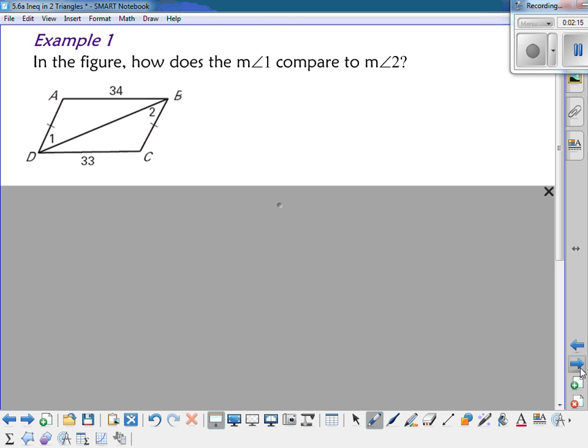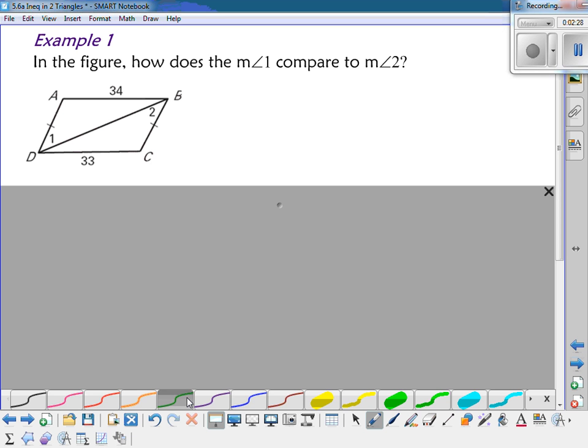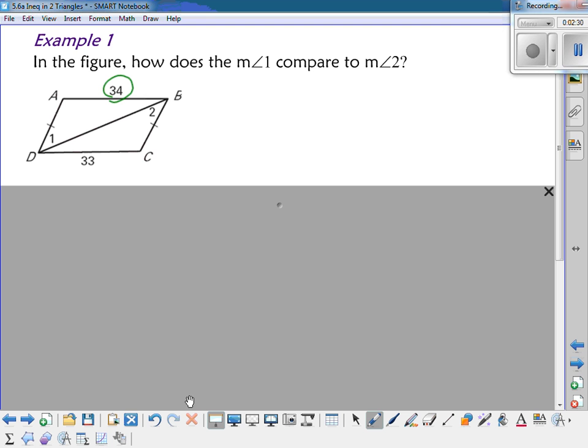If we look at example 1, we're given a figure and we want to know how the measure of angle 1 would compare to the measure of angle 2. If I look at the sides opposite those angles, opposite angle 1 I have a side length of 34, but opposite angle 2 I have a side length of 33. Since 34 is greater than 33, I know that the measure of angle 1 would have to be greater than the measure of angle 2.